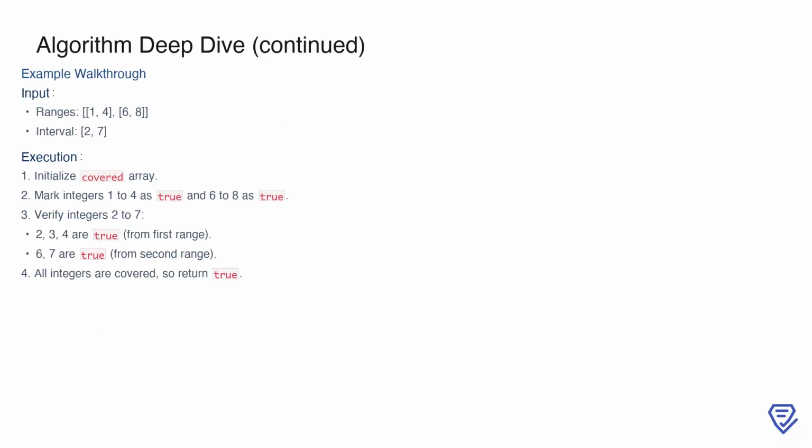To solidify our understanding, let's walk through an example. Given the ranges [1, 4], [6, 8], and the interval [2, 7], we first initialize the coverage array. Next, we mark the integers 1 to 4 as true based on the first range and mark 6 to 8 as true for the second range. Now, we verify the interval [2, 7]. The integers 2, 3, and 4 are marked as true from the first range, and 6 and 7 are marked as true from the second range. Since all integers in the interval are covered, we return true. This example demonstrates how the optimized algorithm efficiently checks coverage using the pre-processed coverage array.